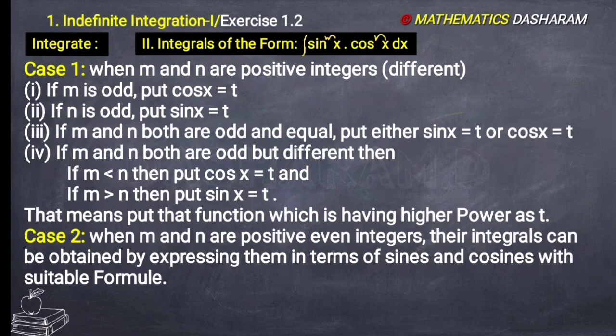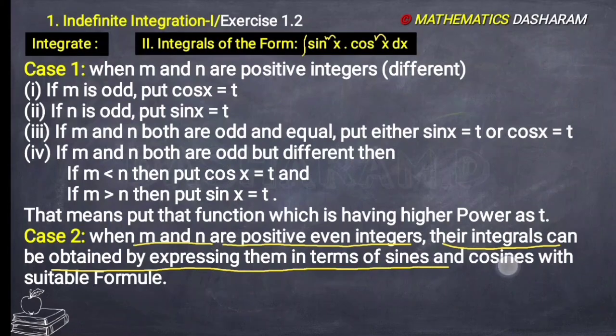Next, in the second case, when m and n both are positive even integers, their integrals can be obtained by expressing them in terms of sines and cosines with suitable formulae. In the first case m and n both are positive odd numbers, but in the second case m and n both are positive even integers. In that case, what we have to do? Express the given terms in sine and cos by using the suitable formulae, then continue the integration.